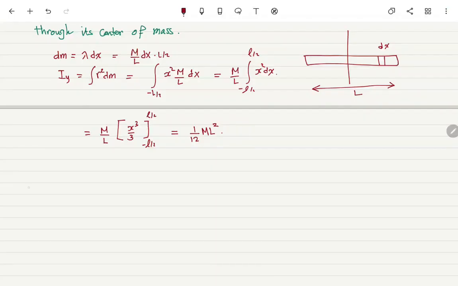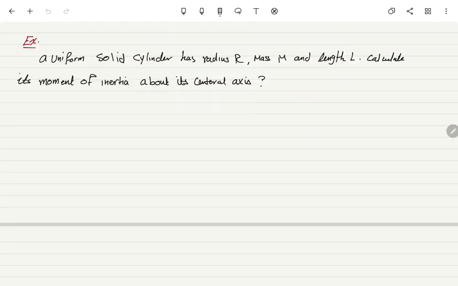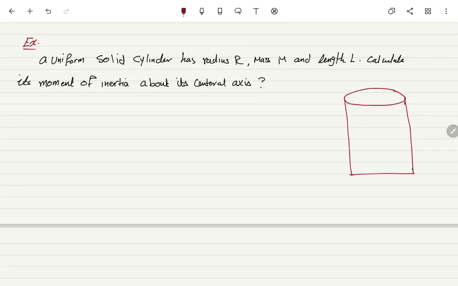Another example. A uniform solid cylinder has a radius R, mass M, and length L. Calculate the moment of inertia of that cylinder about its central axis. So here's the situation. Now you slice this cylinder into small cylindrical shells with thickness equal to dr.